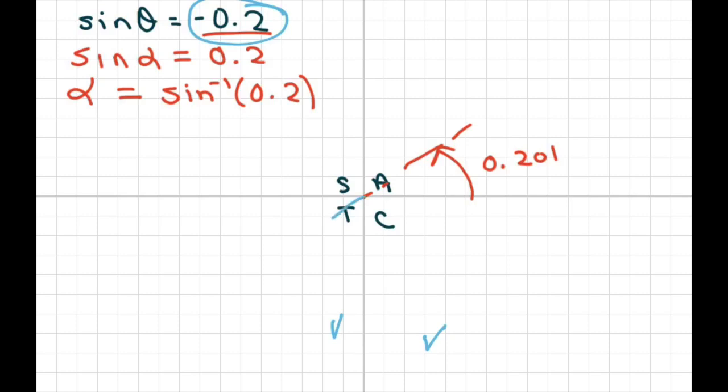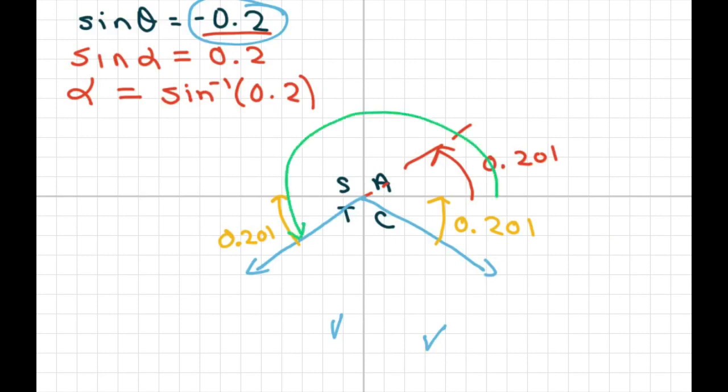Now, since we are in negative, we know that sine is negative in quadrant 3 and 4. So I'm going to draw my reference angle, or extend this out. And basically, if you draw up to the x, that's 0.201, and this one is also 0.201, approximately.